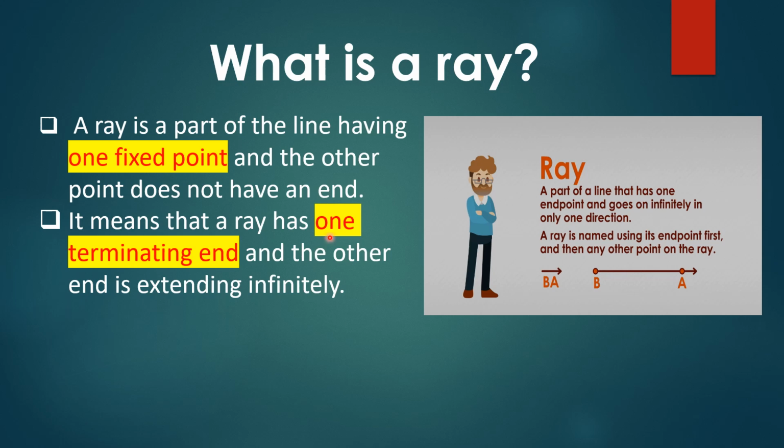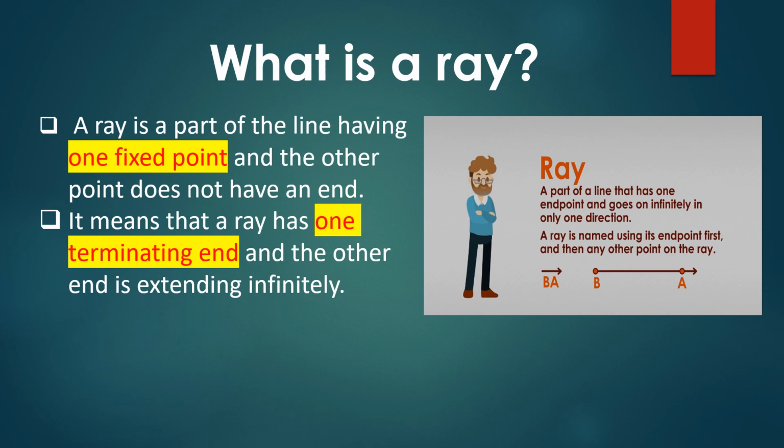Now, what is a ray? A ray is again a part of a line having one fixed point, as you can see in this image, like BA is a ray, so here B is the endpoint and it can extend in one direction with an arrow here, and it can be denoted as BA with an arrowhead. It means that a ray has one terminating end, so here B is the terminating end and the other end is extending infinitely.